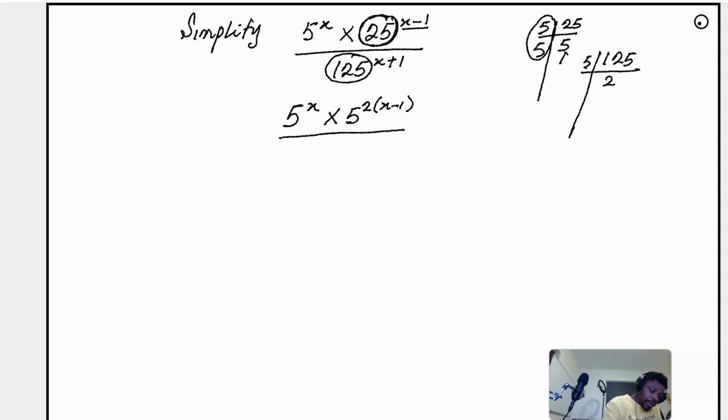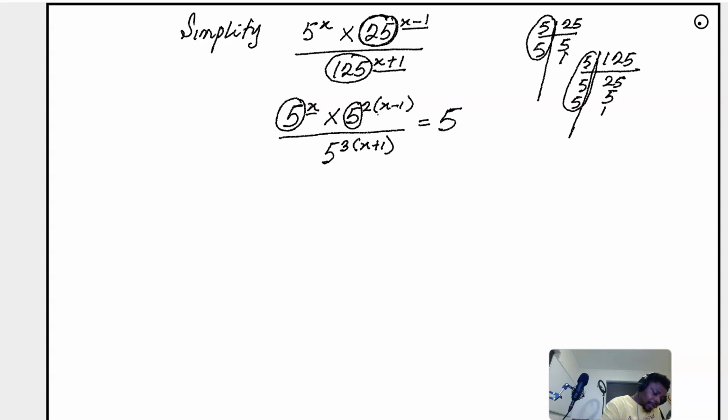5 here 25, 5 here 5, 5 here 1. So 5 will multiply itself 3 times. 5 raised by 3 is 125. Then you have this one here, x plus 1. Okay? Now remember that in indices, same bases multiplying, that means you will add the powers together.